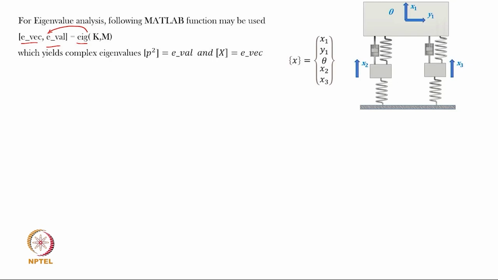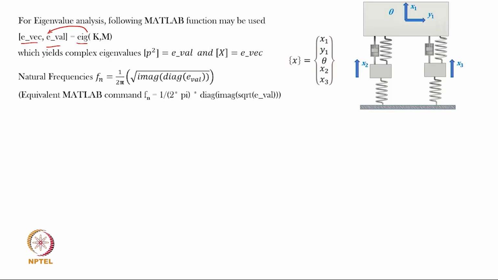Depending upon the size of your system, the matrix size could be n cross n, but once you substitute all the numeric values, you can send these stiffness and mass matrices to the function, and in return it will yield you the eigenvalues. Now, these eigenvalues are, as I said, arranged in the diagonal form.